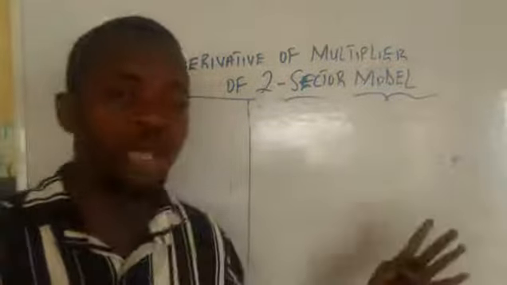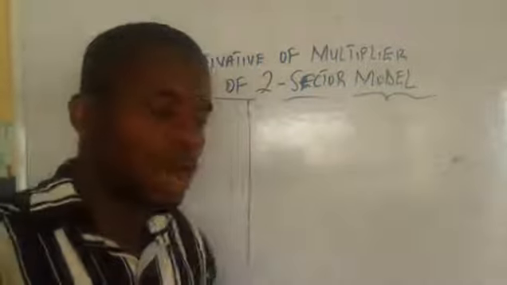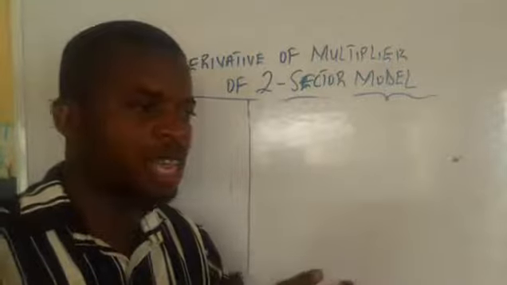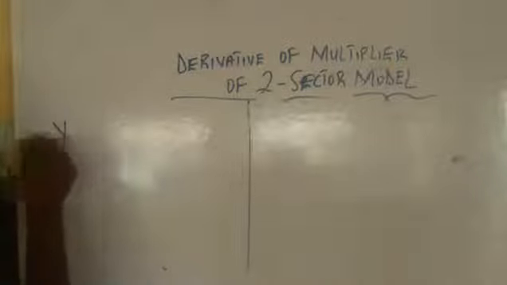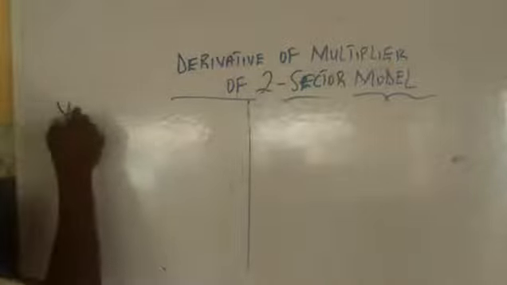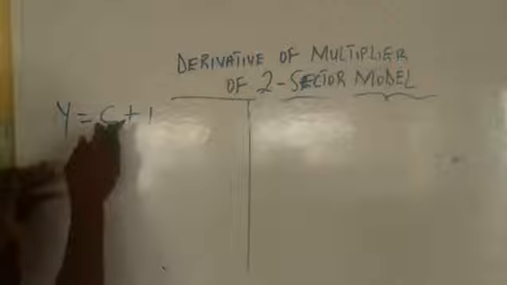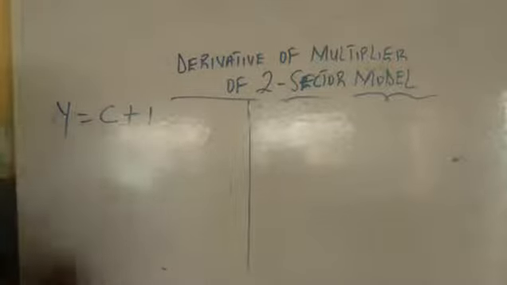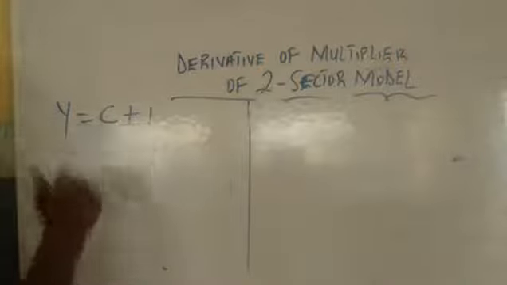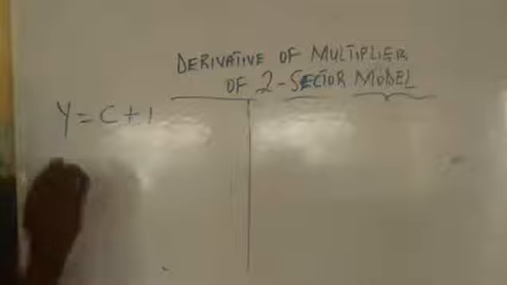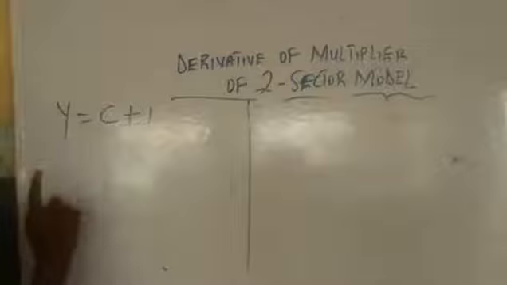Now when you say two sector model, we are looking at an economy where we only have individuals and firms, where there is no government, and the income function will become Y equals C plus I. So the income is between the consumption, household, and investment, and that is spent. Now, if we have an injection, we want to look at how to derive the multiplier of this economy. If there is an increase in investment, we expect it to affect the income, so that there will be an increase in income.